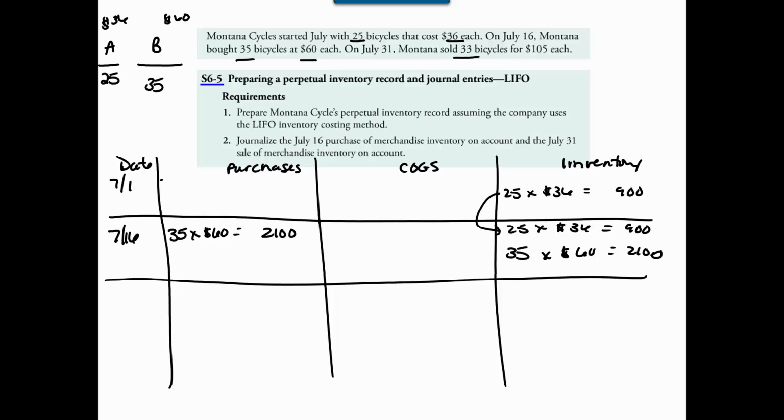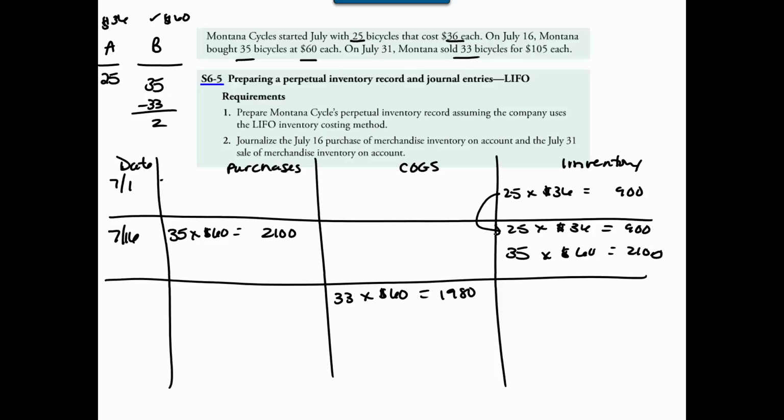I need 33 items. So where am I going to go? I'm going to go to the right and work my way left. So I'm going to start here. These are my newest purchases, so I'm going to start there. I'm going to pull the 33 items I need for this order. That'll give me 2 left. So all 33 items came from shelf B, so that's stuff that cost $60. And so that is $1,980.